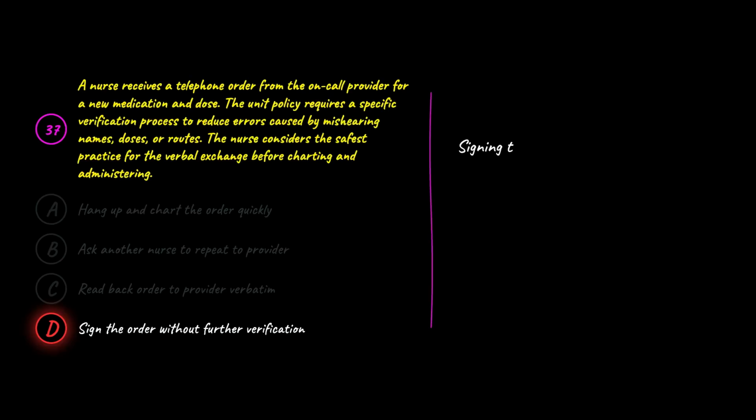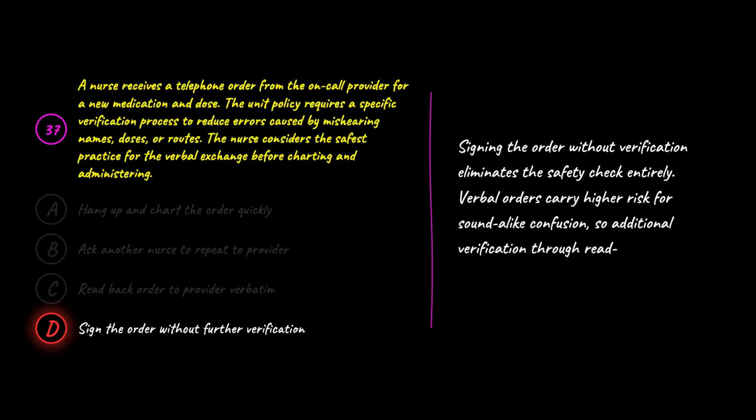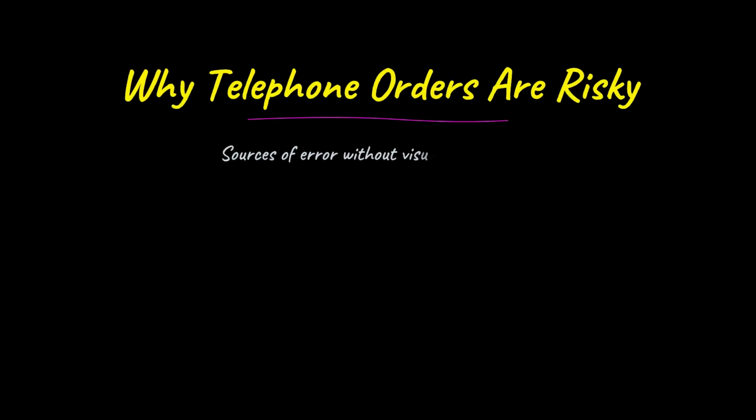D is wrong because signing the order without verification eliminates the safety check entirely. Verbal orders carry higher risk for sound-alike confusion, so additional verification through readback is required by most facility policies. Telephone orders are verbal orders given by a provider to a nurse over the phone, and they carry higher risk of error than written or electronic orders, because there's no written or electronic record to check against.